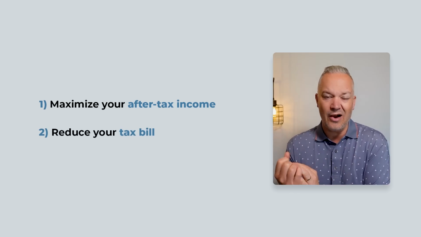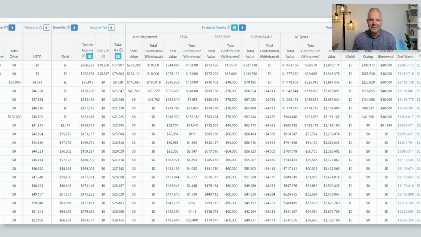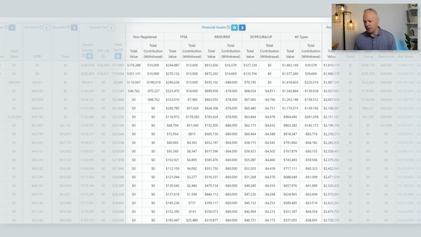Priority number two is how do we make sure we pay less tax along the way? At the end of the day, if you're paying less tax, but you have less money in your pocket, that doesn't really make sense to you. But if you have more money in your pocket and you're paying less tax, that's where we want to be. And I'll break down more of the tax numbers, marginal and effective tax rate, a little bit in this video.